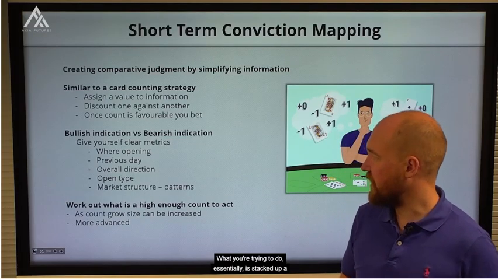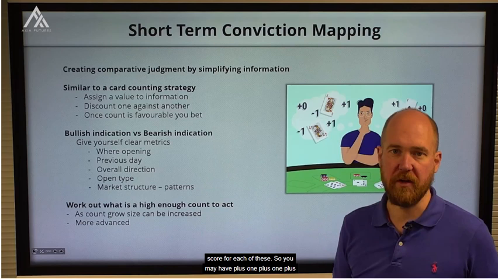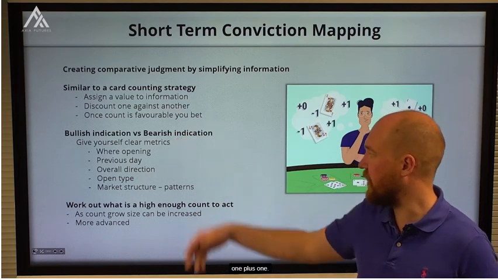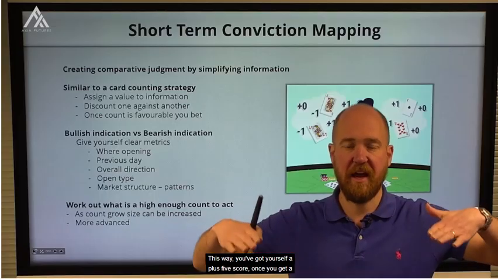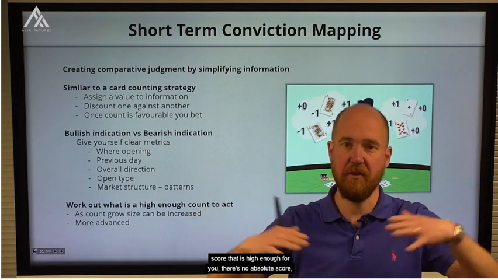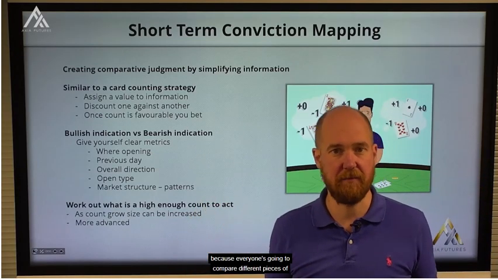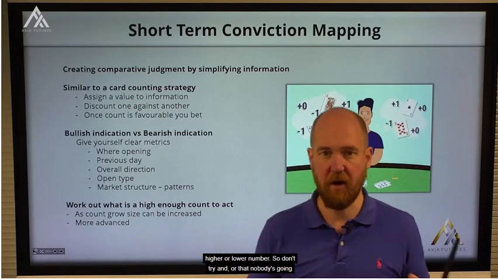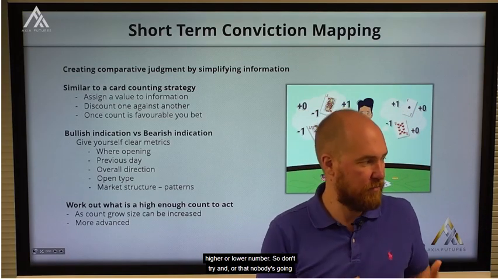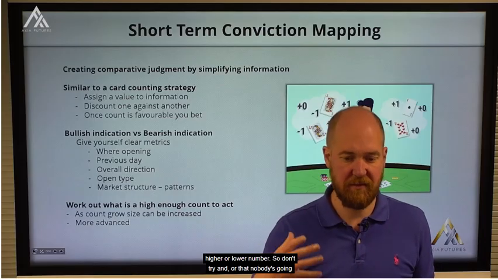What you're trying to do essentially is stack up a score for each of these. So you may have +1, +1, +1, +1. This way you've got yourself a +5 score. Once you get a score that is high enough for you, there's no absolute score because everyone's going to compare different pieces of information and everyone's going to be willing to go on a higher or lower number. So nobody's going to be able to give you an absolute.